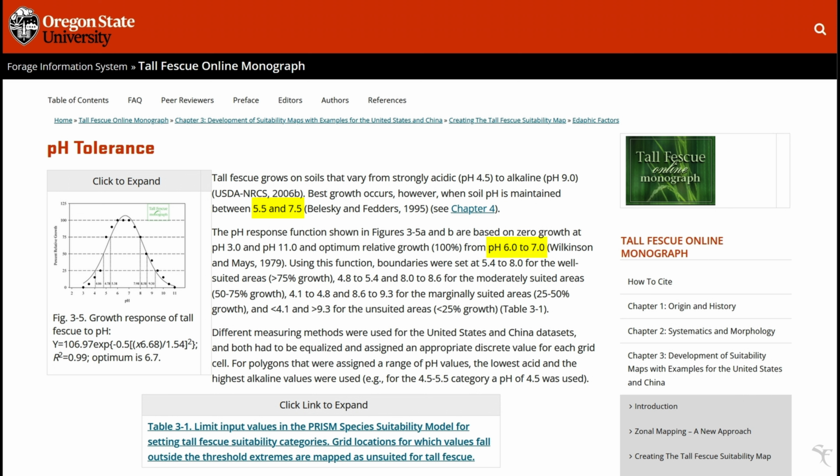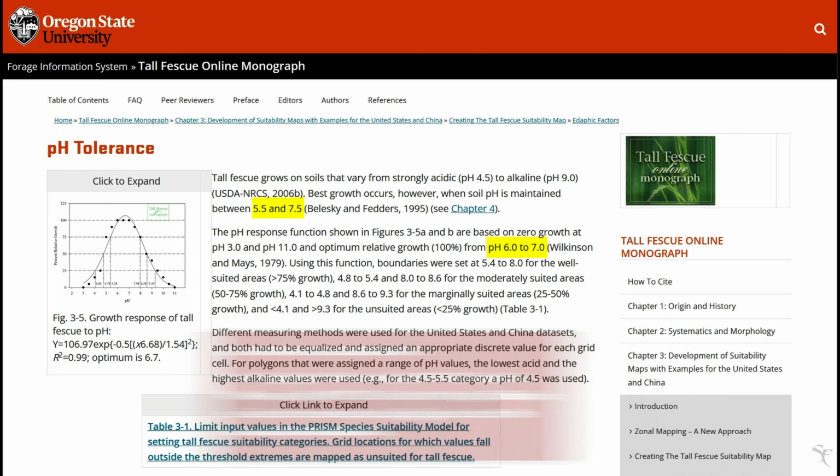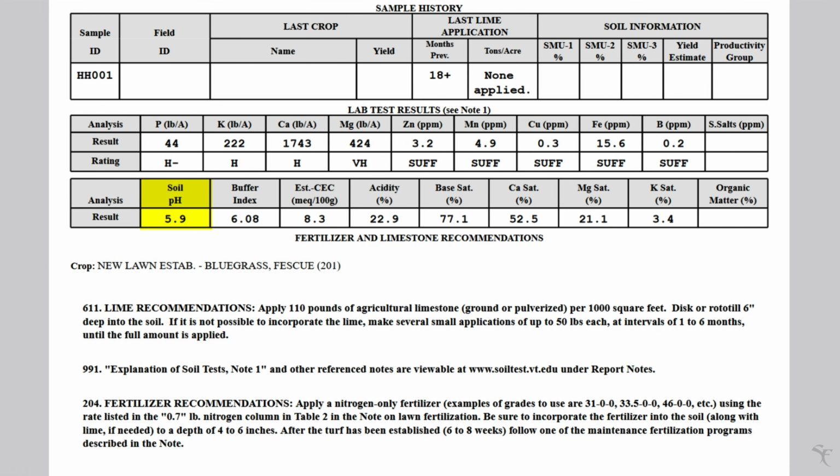So what that tells me, between 5.5 and the 6.0, right in between both of those, regardless of which one of these you use, 6.5 is going to be the sweet spot. That's what I want to shoot for. But if I'm a little bit over or a little bit under, I'm fine as long as I'm in that 6.0 to 7.0 range. And I'm really close if I go by what was reported on my soil test report.